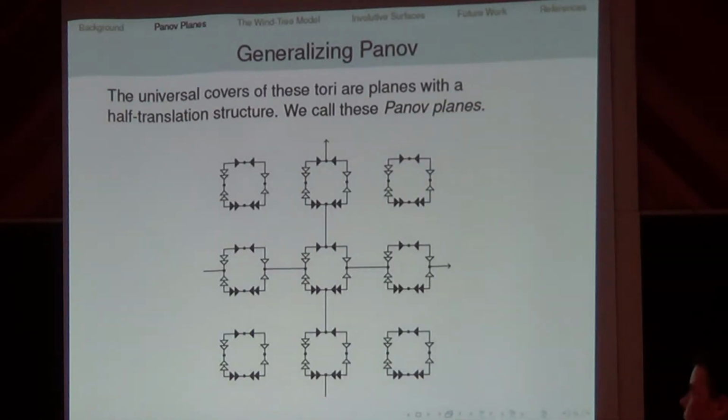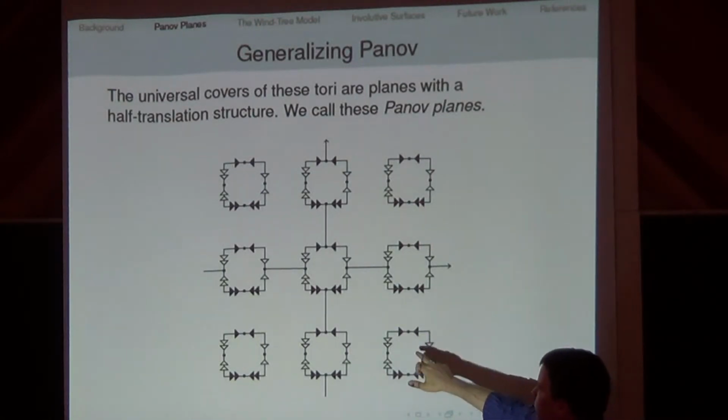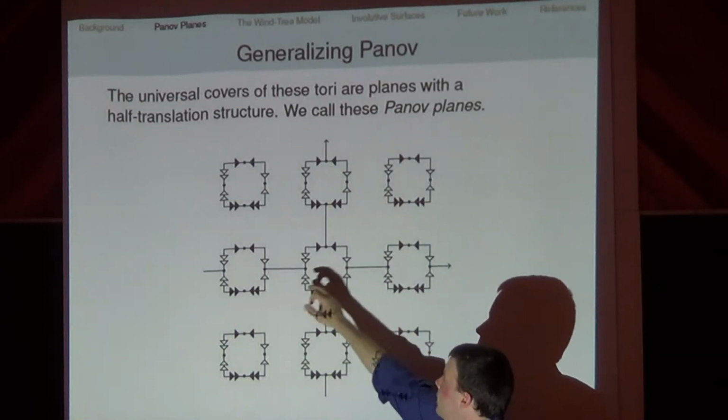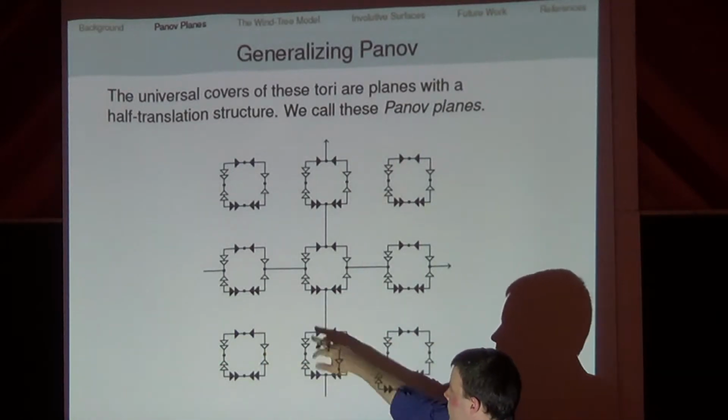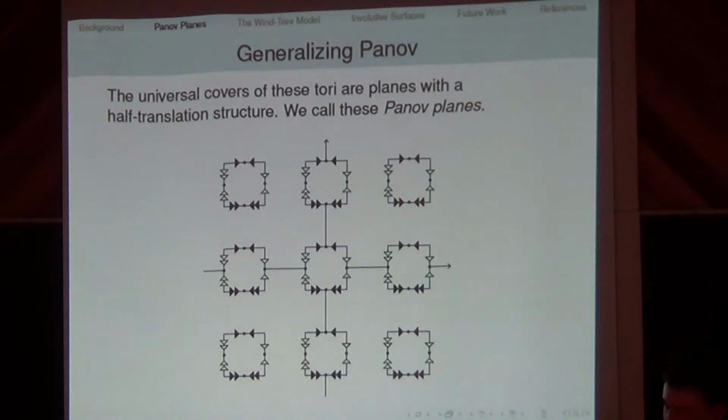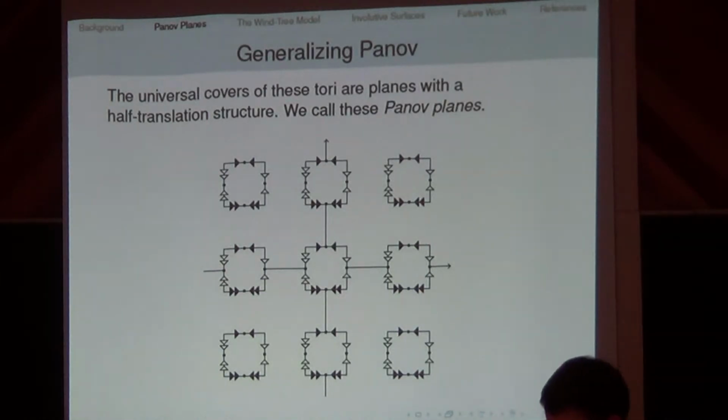The universal cover of one of these things is what I'll call a Panov plane. So the universal cover, in the case of that folded L with both of the legs folded together, looks like this. It looks like the plane with these periodic rectangular obstacles where the edges are folded together. So that's a Panov plane.